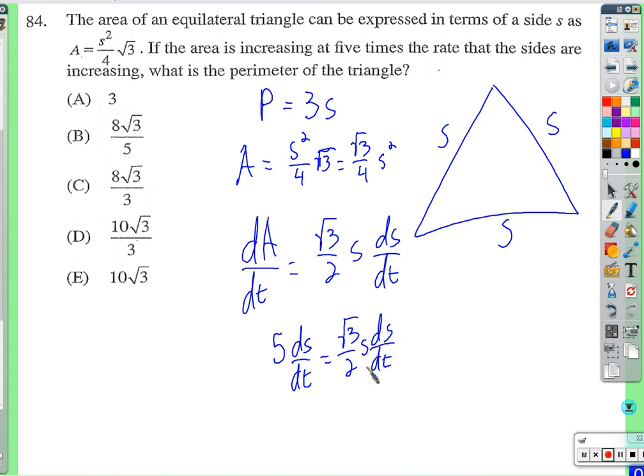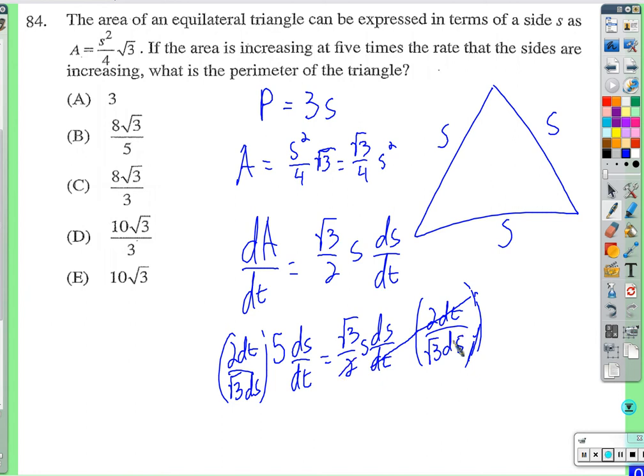So we'll, I guess we could do it this way, multiply both sides by 2 dt over root 3 ds. That way, multiply by the reciprocal. What's this? Why did you find that? I don't know. So, of course, this cancels. These are going to cancel. And on this side, the ds is canceled as well.